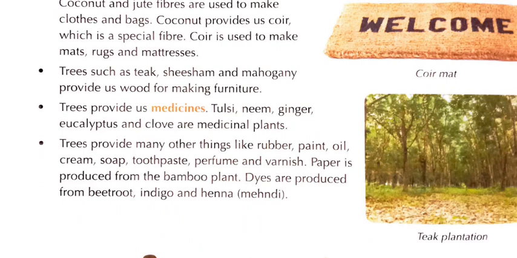So students, as we all know, plants are useful to us in many ways. That's why they are called our friends. Okay. So students, plants give us oxygen to breathe, food, flowers, shade and shelter. Plants also provide us medicines, spices, oil, perfumes, wood which is used for making furniture, fiber such as cotton and jute which is used for making clothes and bags, etc.